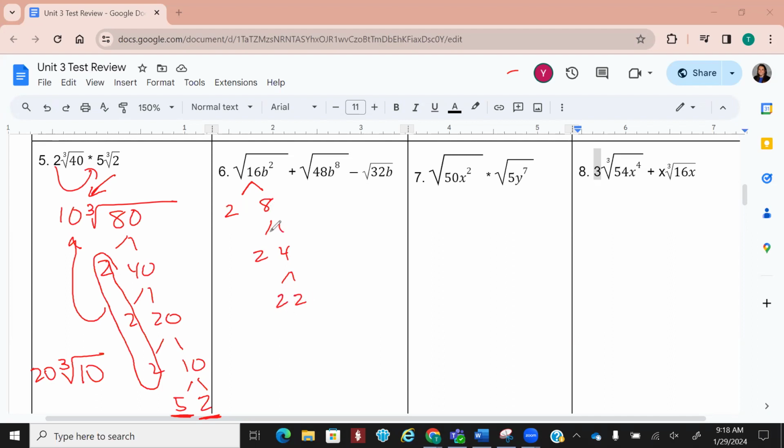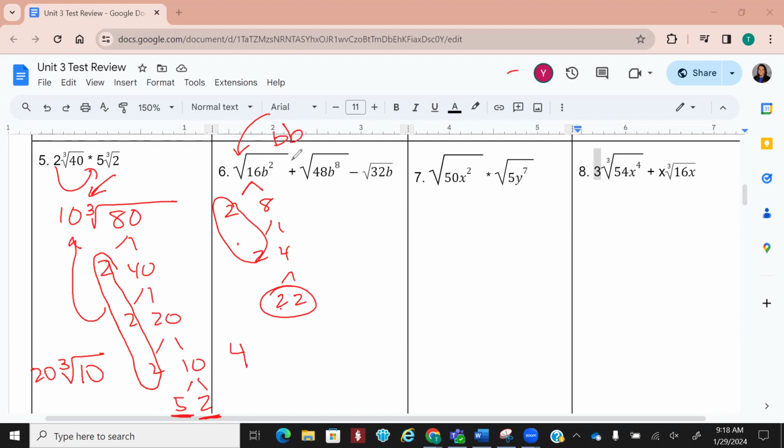So remember, our goal in this is to get all the way down to a prime number. A prime number is something that can't be broken down except for one in itself. Okay, now we're looking at groups of 2. So we got 2 here, 2 here. So what's 2 times 2? That's going to come outside the radical.